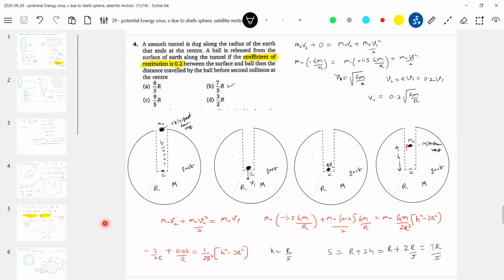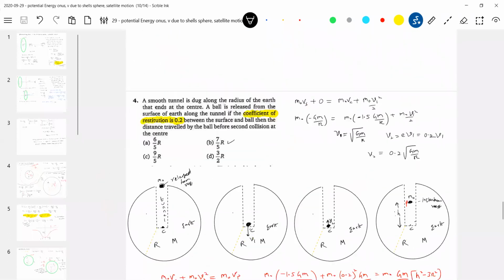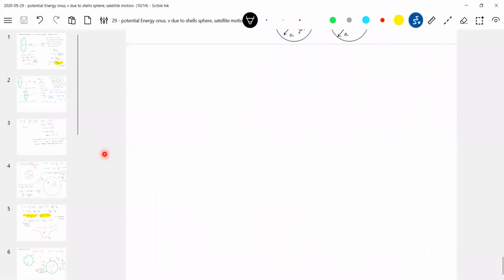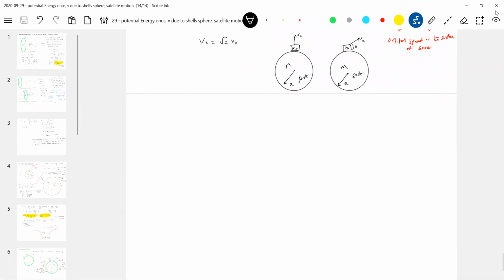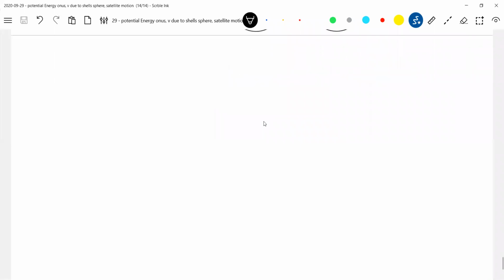I'll scroll down. Now, escape velocity is something we say, so let's make it generalized here. Let's make it more generalized.